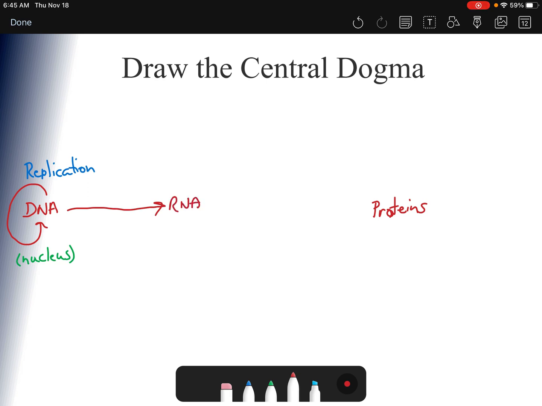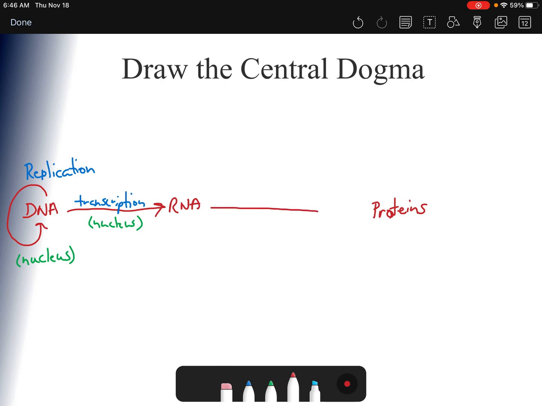The process of copying the code from DNA to RNA is called transcription. And where do you suppose that process takes place? Well, if we have to copy DNA, DNA can't leave the nucleus. This process also occurs in the nucleus. So replication occurs in the nucleus, transcription occurs in the nucleus. So RNA has the code, and it uses that code to help make the proteins.